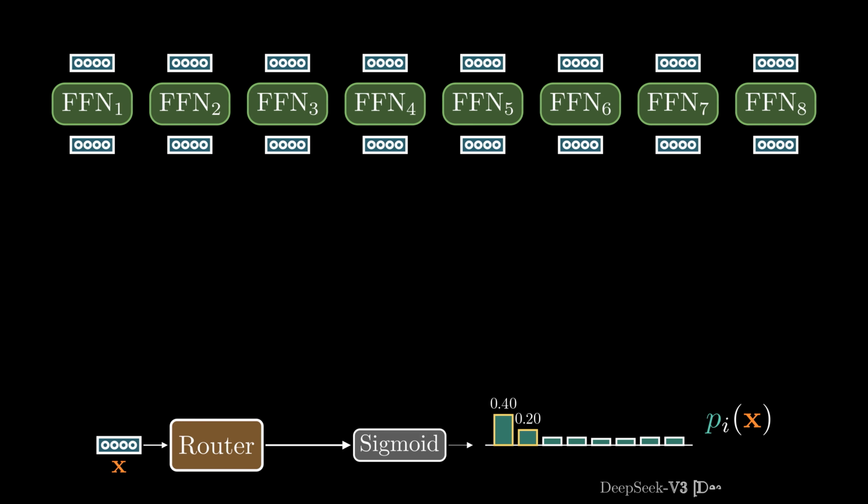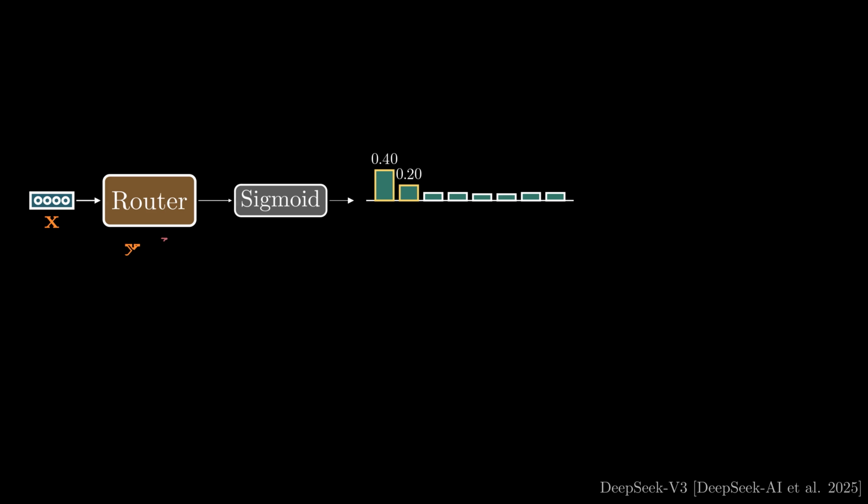DeepSeek V3 avoids that trade-off with a simple trick. Here, the DeepSeek V3 router simply uses a sigmoid on each expert's logit. A sigmoid scores each expert on its own, instead of a softmax that forces the 8 scores to compete for a fixed budget.